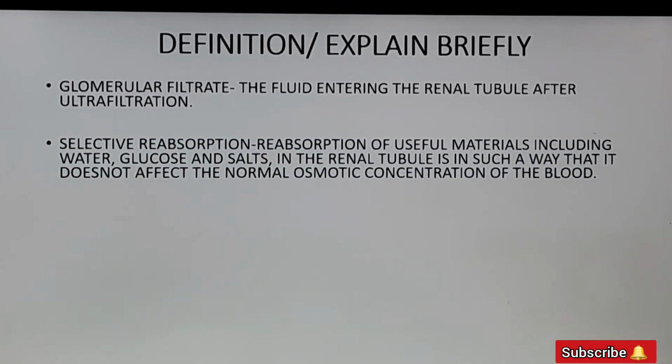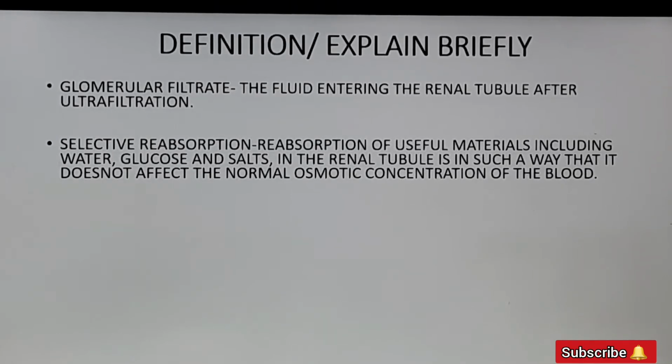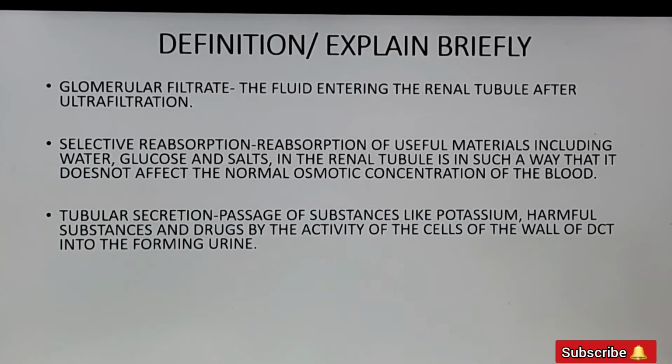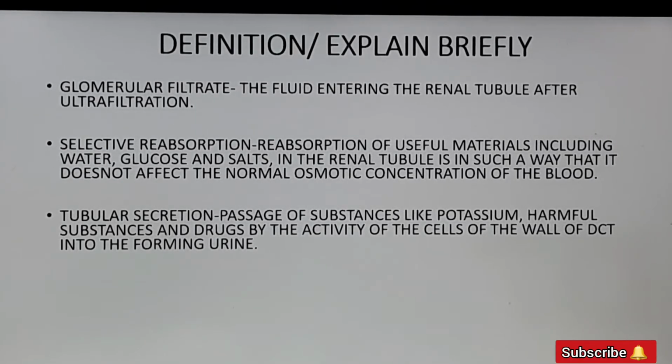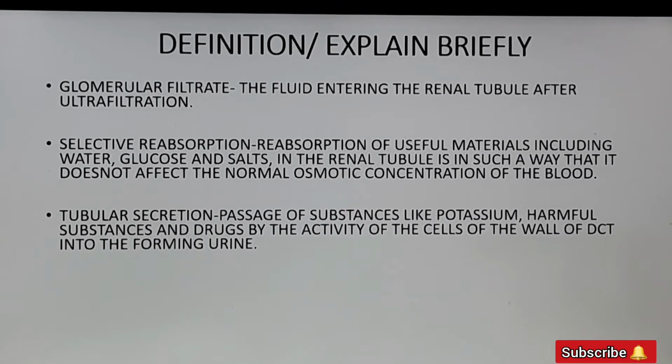Selective reabsorption: reabsorption of useful materials including water, glucose and salts in the renal tubule is in such a way that it does not affect the normal osmotic concentration of the blood. This is called selective reabsorption. Tubular secretion: passage of substances like potassium, harmful substances or drugs by the activity of the cells of the wall of DCT into the forming urine.